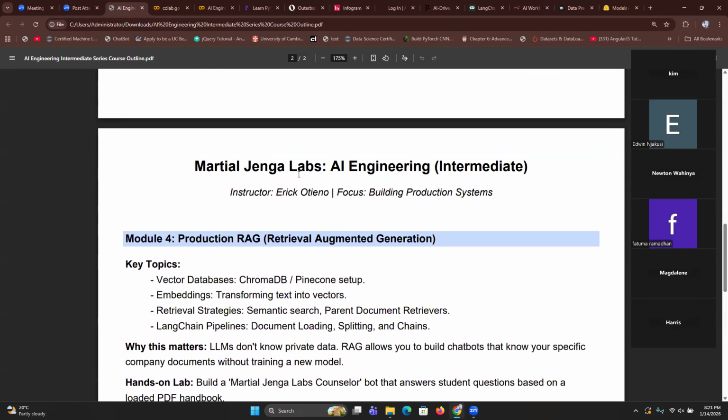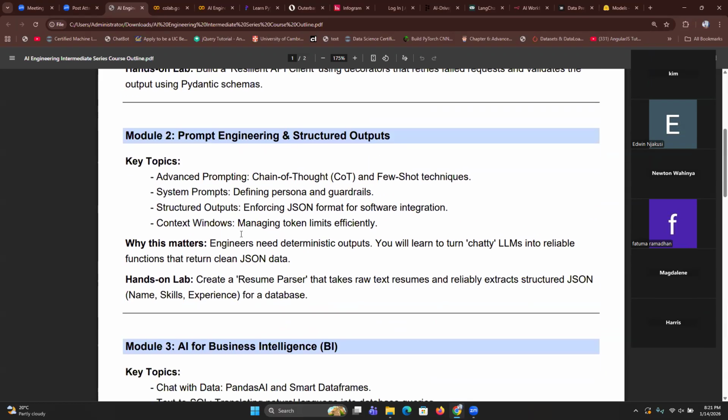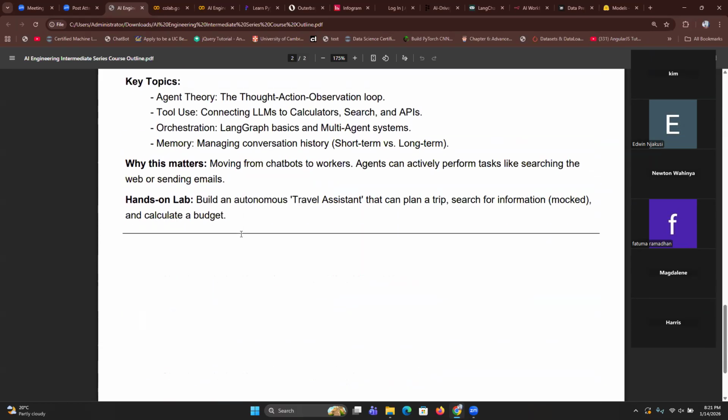I think I should add those two modules. I should add fine tuning, and then we should also add deployment. Very important. Thank you for that one. So I'm going to add those two, fine tuning and deployment. Thank you, Edwin, for that.